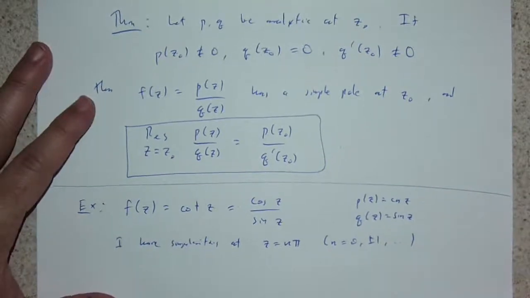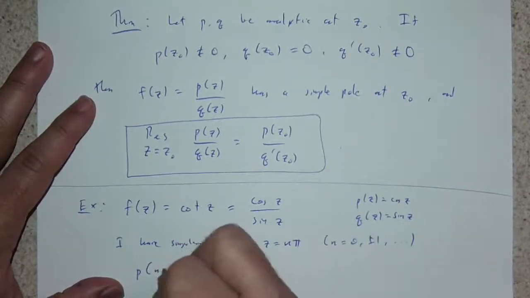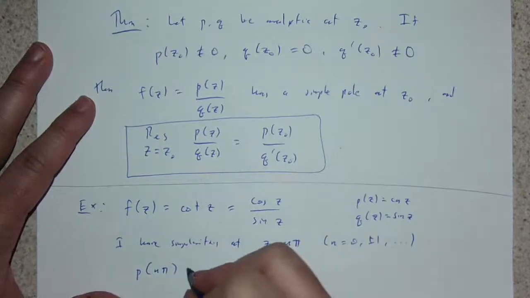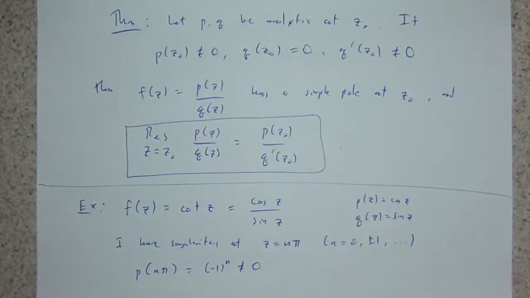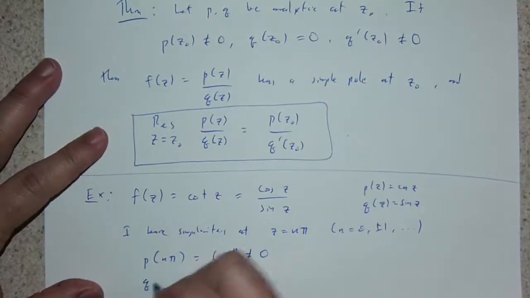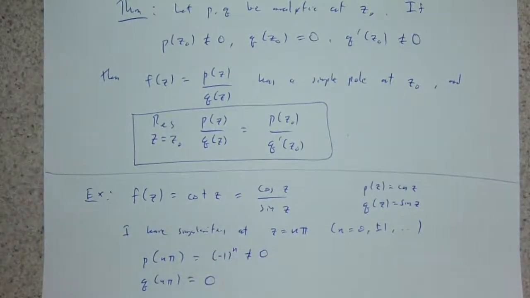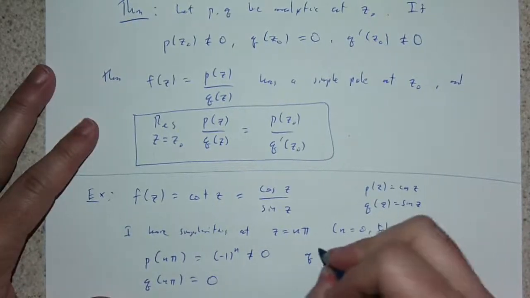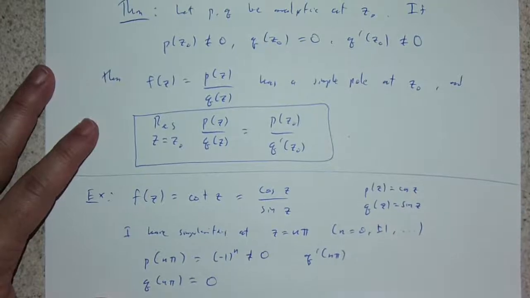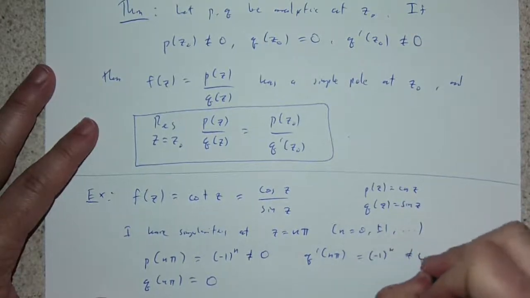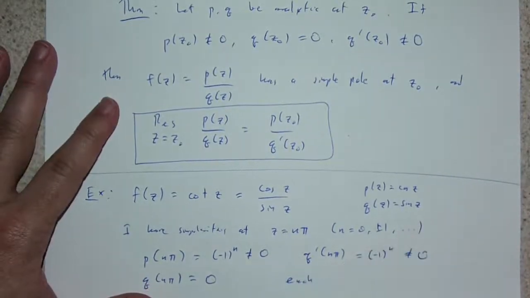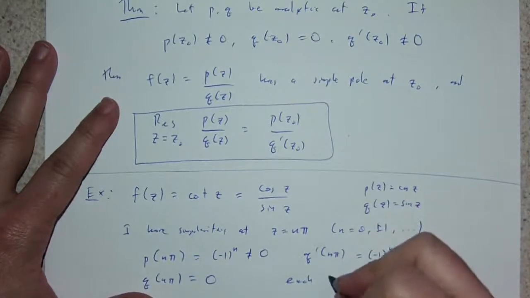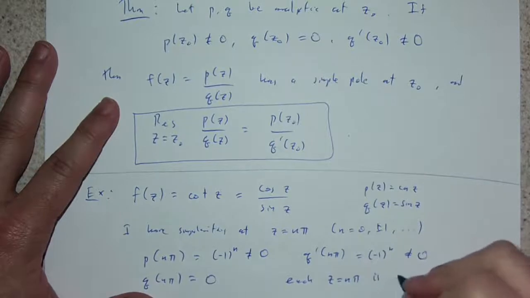But, of course, p of n pi is not a problem, right? This is minus 1 to the n, which is non-zero. And q of n pi is equal to 0 for any of these. But, of course, if I take q prime and evaluate it at n pi, well, this is also minus 1 to the n, which is non-zero. So these are all simple poles, right? Each singularity, so each c, which is n pi, is a simple pole of f.